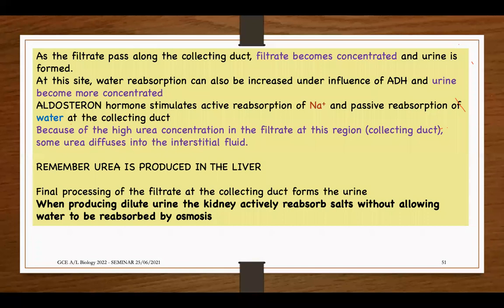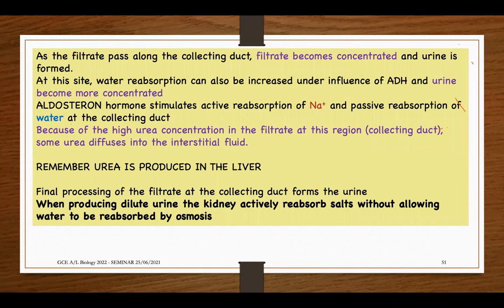Then we can actually do the hormone activity on urine formation and the diseases of kidney, and we can wind up. Now, as this filtrate passes through the collecting duct, it becomes more concentrated. Why? Because a lot of water is reabsorbed. Now, water reabsorption was paused in the ascending limb of loop of Henle. But then again, after it came to the distal convoluted tubule and the collecting duct, the filtrate became more and more concentrated. And when the filtrate is concentrated, now only urine is formed. Okay, at the collecting duct, urine is formed.